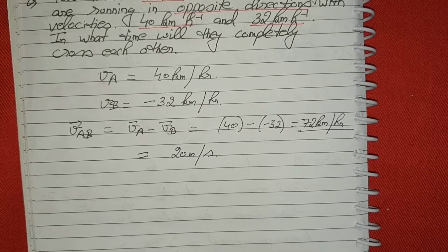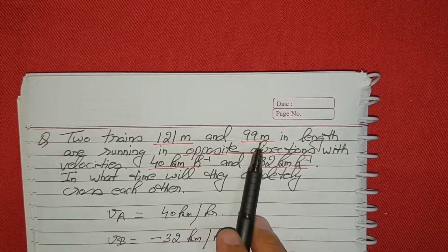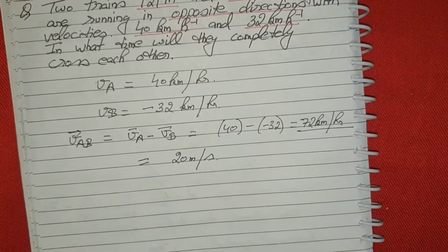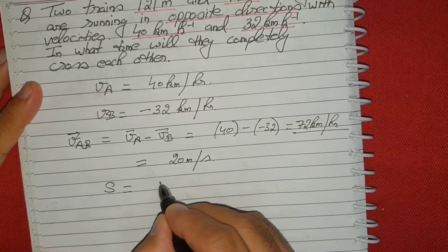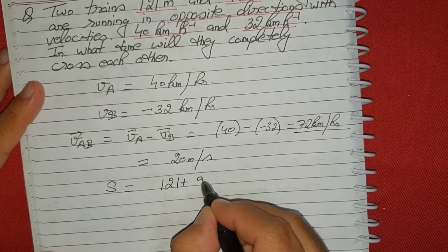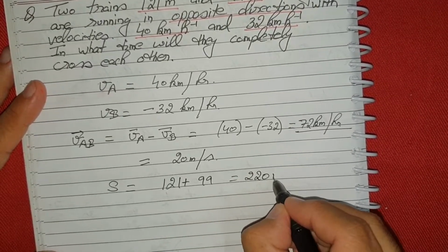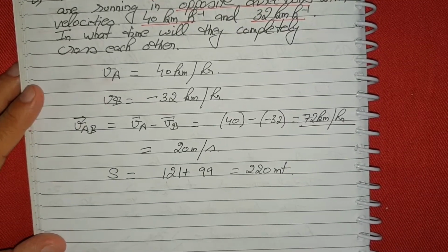Now what is the distance that they have to cover? They have to cover a distance of the length of this train plus the length of this train. The total distance covered is 121 plus 99, which is equal to 220 meter. They have to cover a distance of 220 meter.